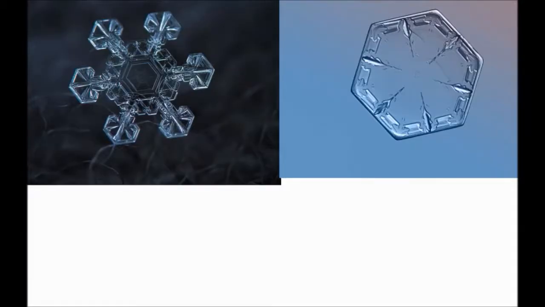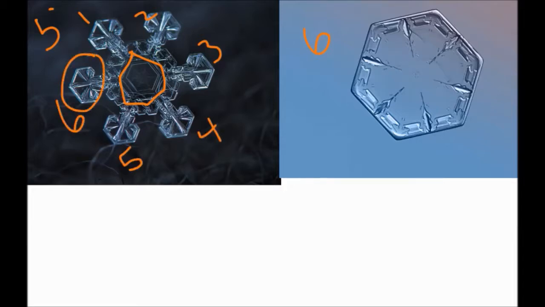Okay, last 2 pictures here, we'll call these number 5 and number 6. And again, I want you to notice the hexagonal structure and the 1, 2, 3, 4, 5, 6 points, and the hexagons at the end of each point for this snowflake. And let's look at snowflake number 6. This is obviously a hexagon in form, again from that microscopic view of water.